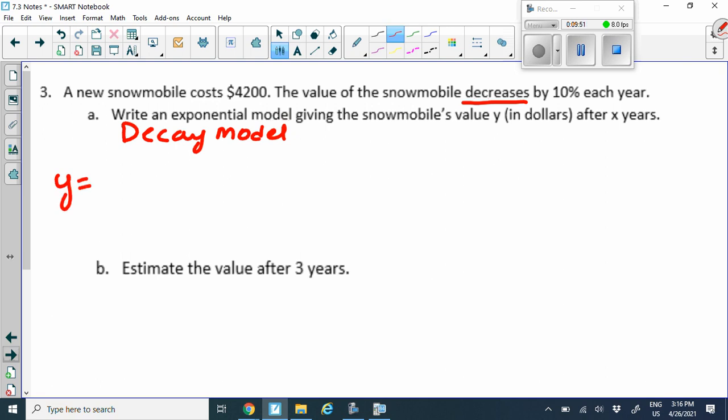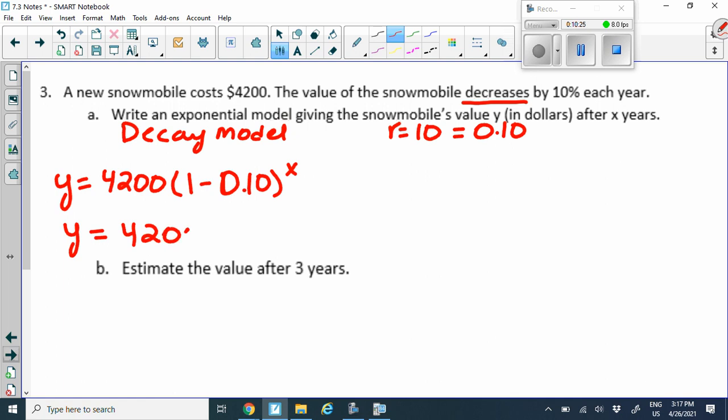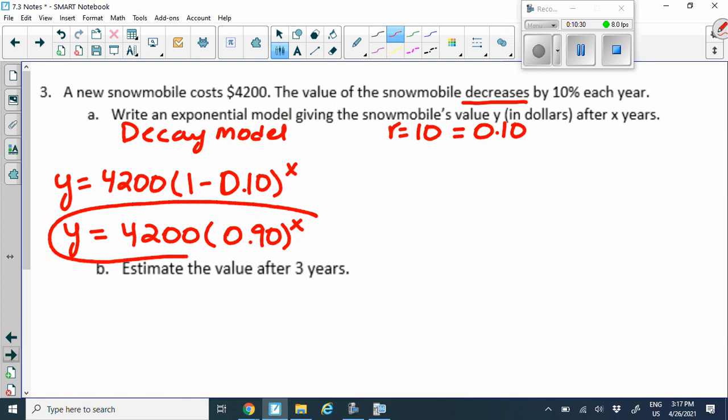Now the snowmobile originally cost $42,000. And this is what happens with all vehicles. They always decrease. This is what we call depreciation. So now I do 1 minus. Now our R here is 10%. But remember, we're going to change that to a decimal. And how we do that is we move the decimal over 2 times to the left. So I basically get 0.10. So that's 1 minus 0.10 to the x. Now we have to simplify what's inside the parentheses for our final answer. So I get 0.9 to the x. And that will be my model there.